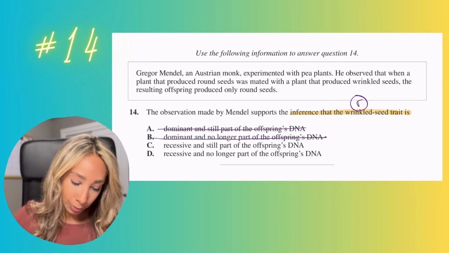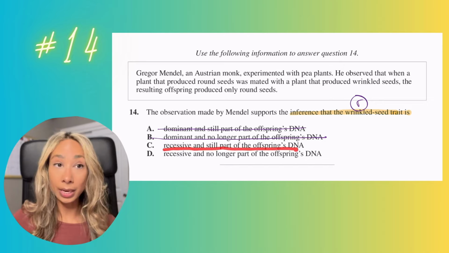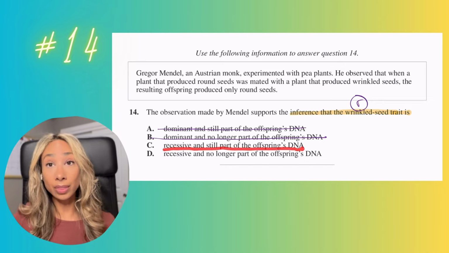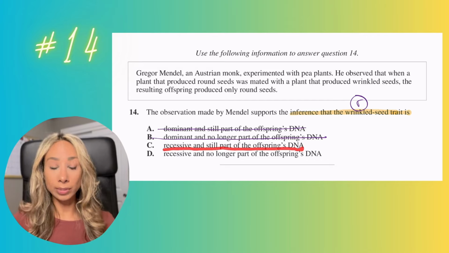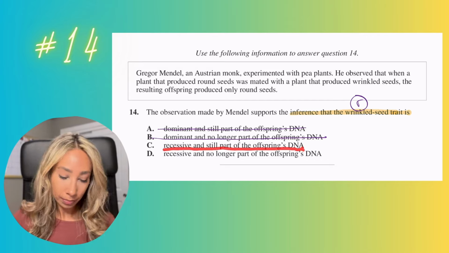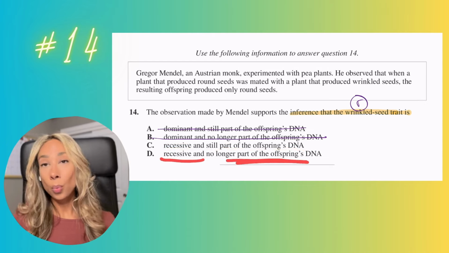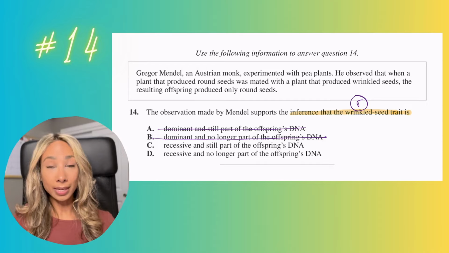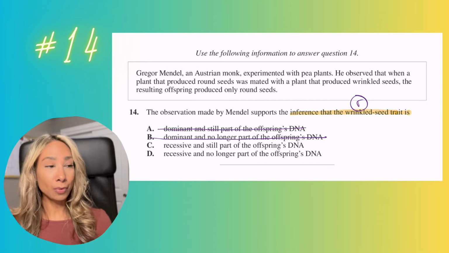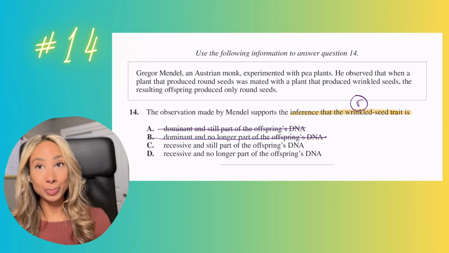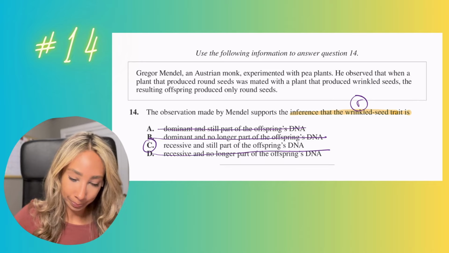So if we're looking at our options of C and D, C says recessive and still part of the offspring's DNA. I like that one because it's still there. It just might be overshadowed by the dominant trait, in this case, the round seeds. Option D says recessive and no longer part of the offspring DNA. Well, we know that's not true because there are lots of cases of a recessive trait showing up after multiple generations. So that means our option for this one is definitely going to be C.